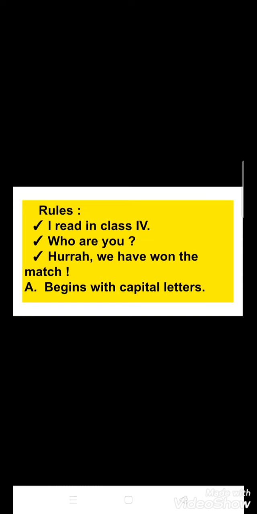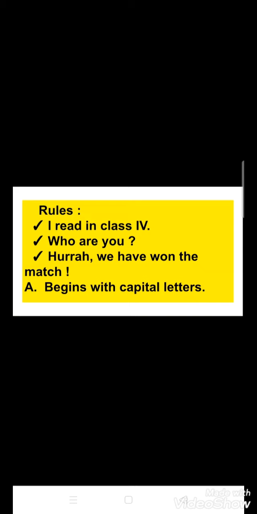The next rule is that a sentence always ends with a full stop, question mark or exclamation mark. If you go to the examples again, you can see that in the first instance, I read in class 4, it ends with a full stop. The second instance, who are you, ends with a question mark. And the third instance, hooray, we have won the match, ends with an exclamation sign.